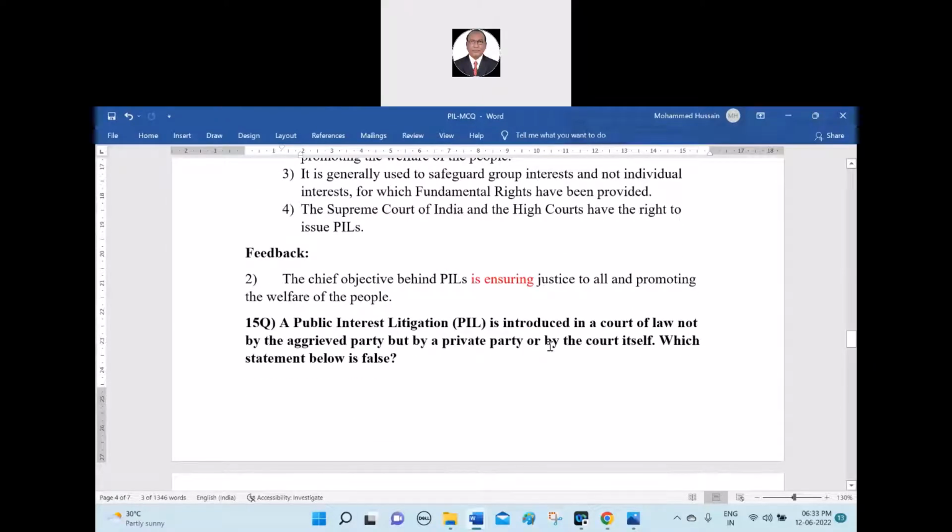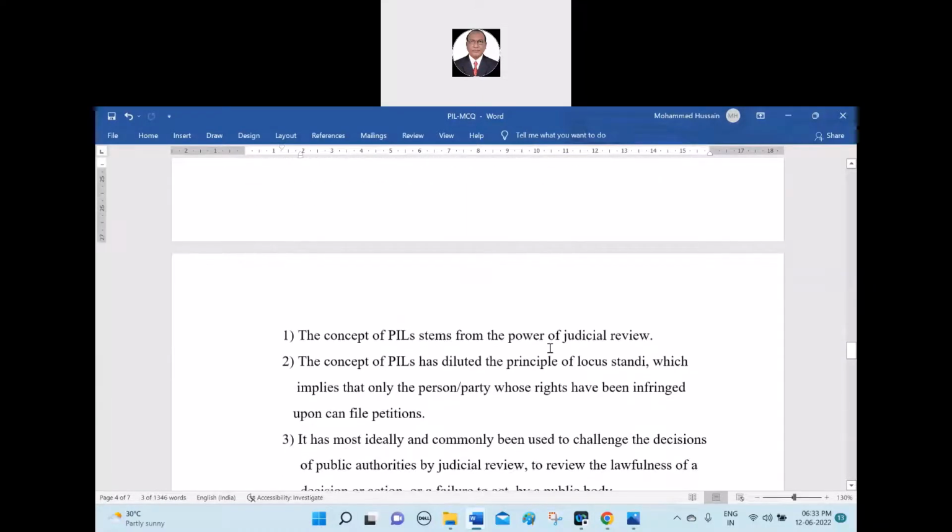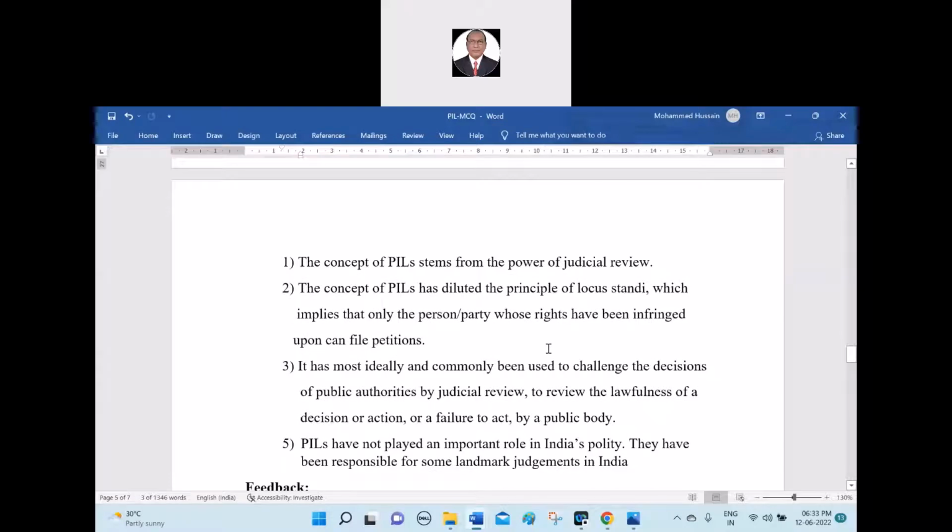So 15th question. A public interest litigation (PIL) is introduced in a court of law not by the aggrieved party but by a private party or by the court itself. Which statement below is false? Again, the three are relevant, but one is false, not proper. Number one, the concept of PILs stems from the power of judicial review.